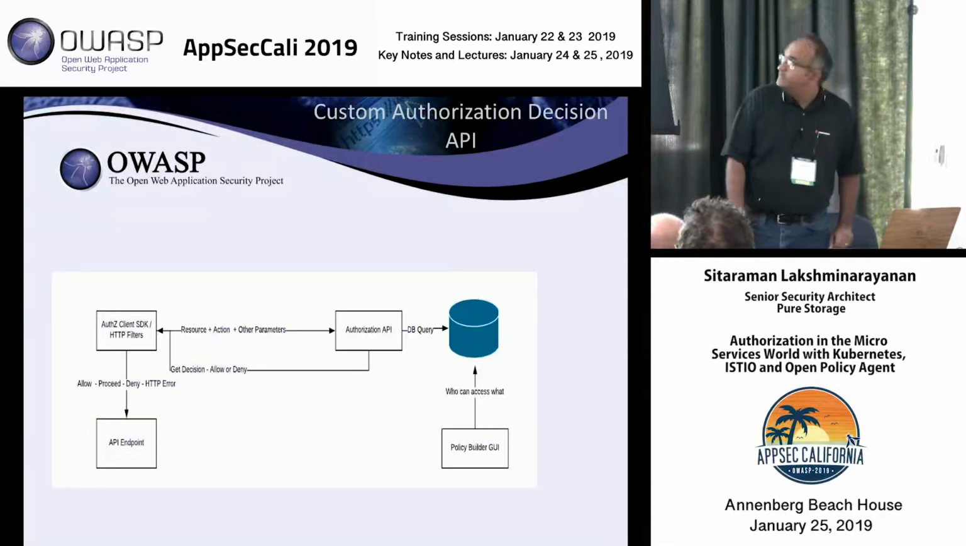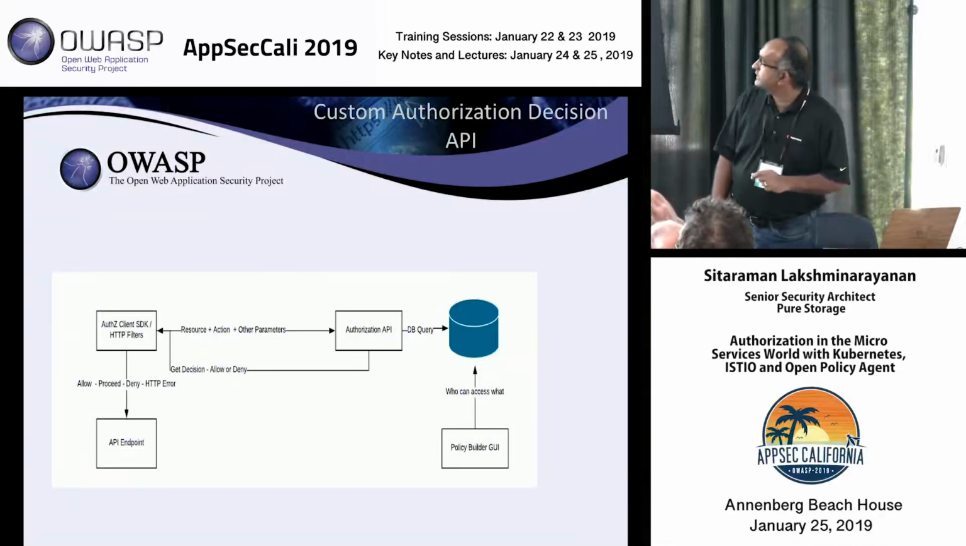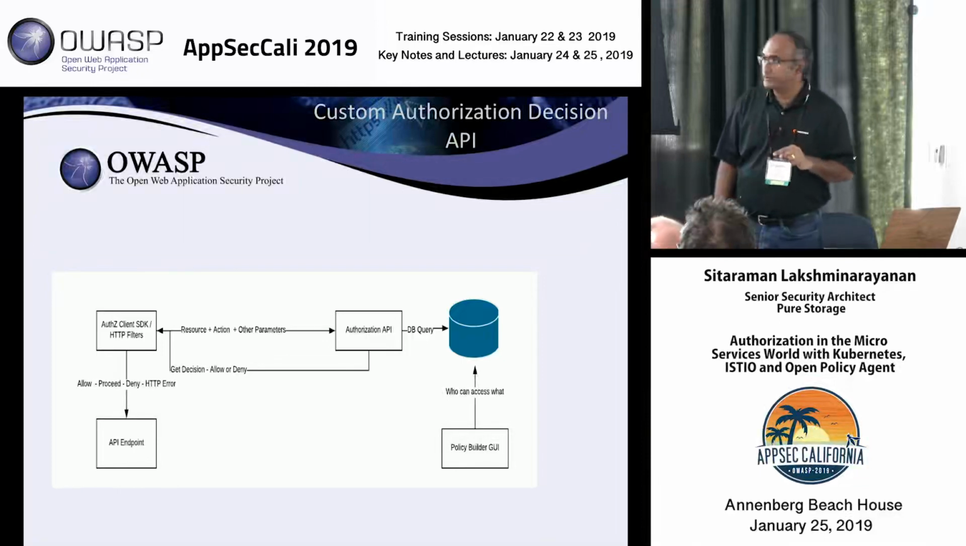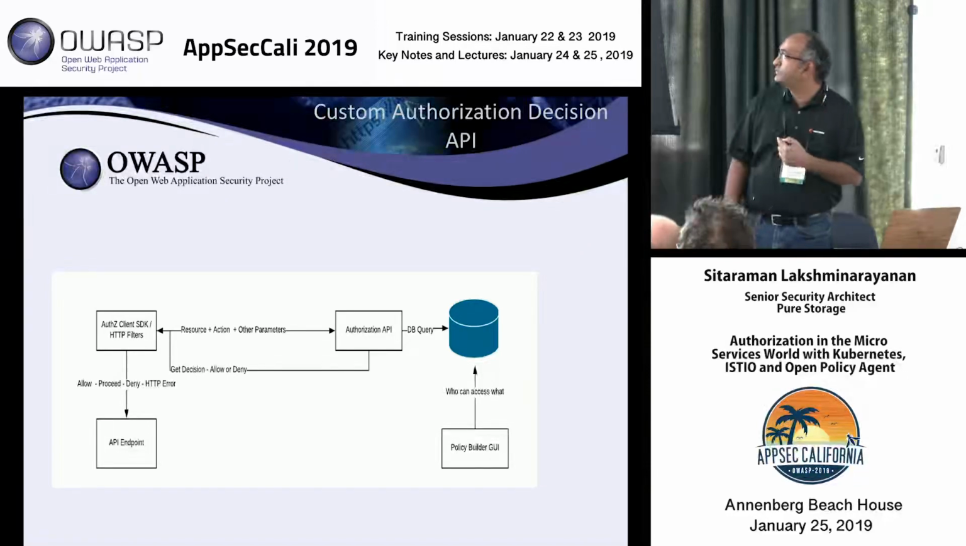But then here is how it'll look like. You build your own authorization API. You build your client SDKs that will integrate with Java, Python, and everything else. And now you're making the request to the authorization API, and that will query the database. And you can build your own policies.